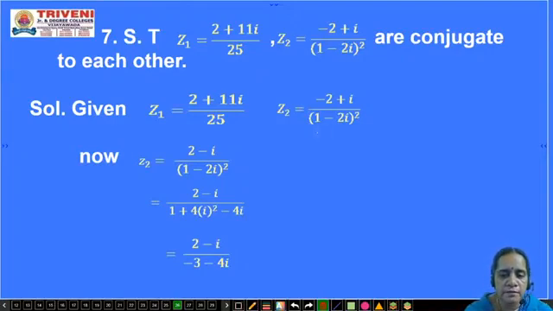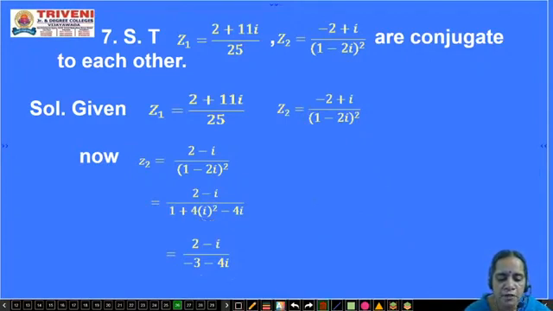This can be rearranged as a minus b whole square form. What is a minus b whole square here? A square plus b square minus 2ab. 1 plus 4i square minus 4i. Here i square value is minus 1. We have to substitute here minus 1. 1 minus 4 is minus 3 and minus 4i.